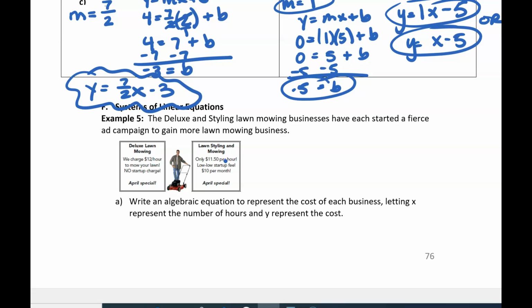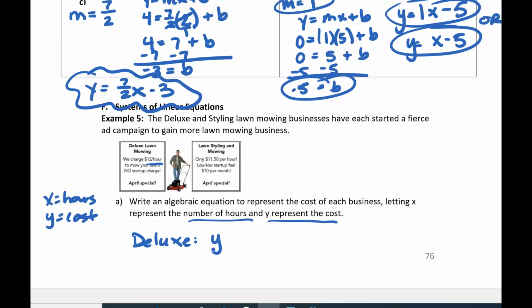We're going to write an algebraic equation to represent the cost of each business, letting x represent the number of hours and y is the cost. So that's important to identify. So x equals hours, y equals cost. So for this first one, Deluxe, they charge $12 per hour. So per hour, or a rate, is we're going to use times. So we're going to say the cost, y, is going to be $12 per hour times x. And it says no startup charge, so plus nothing, that's it. So y equals $12 per hour.